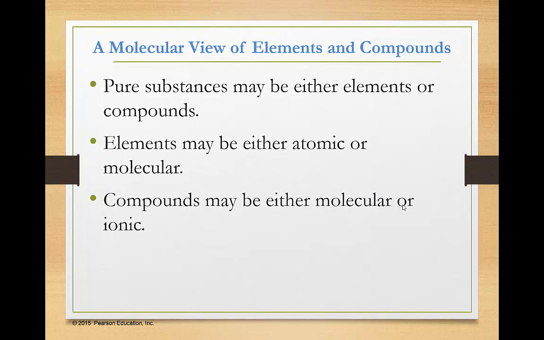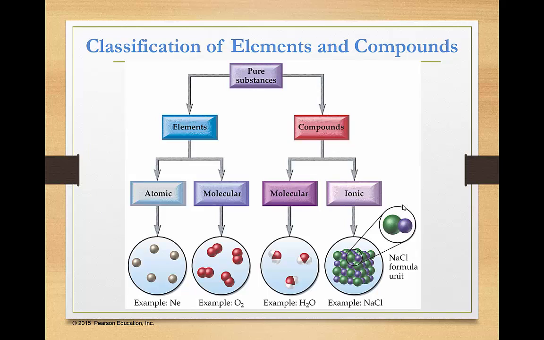All right, so we talked about the classification of matter, and we talked about the fact that we can have pure substances or mixtures, and the pure substances got broken down into elements or compounds. So now we're going to take it a step further. Elements may be either atomic or molecular, so we can subdivide classes of elements, and we'll look at what that means. Compounds are going to be either molecular or ionic. So we're going down another step in that chain.